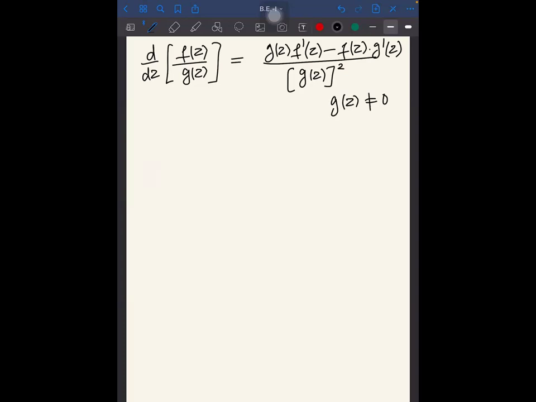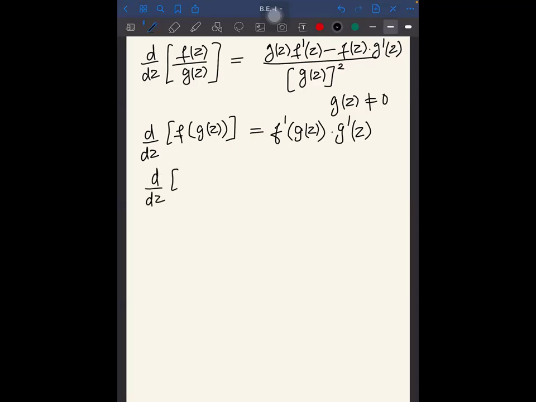The chain rule can also be applied. If you want to differentiate f of g(z), you write it as f dash g(z) into the derivative of g(z), that means g dash z. Even the power rule can be applied: d by dz of g(z) raised to power n can be written as n times g(z) raised to power n minus 1 into g dash z.